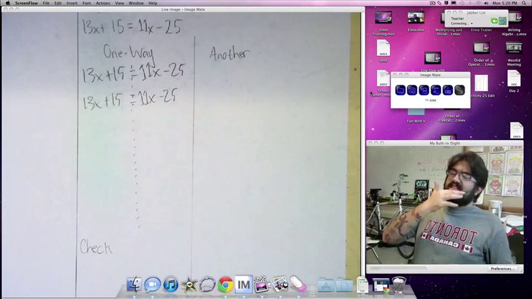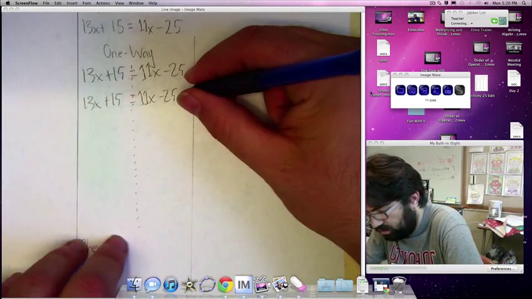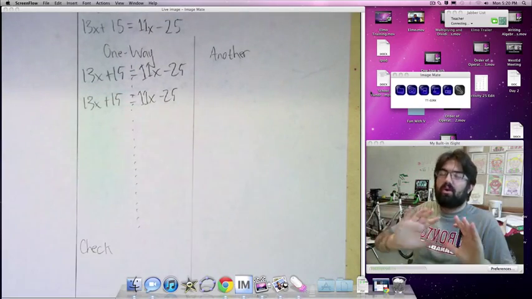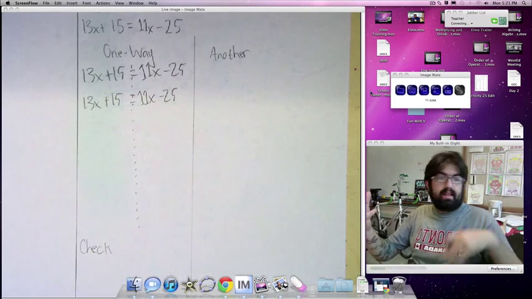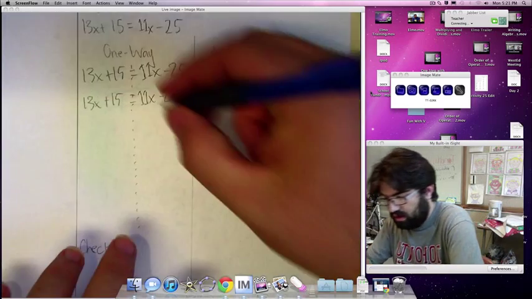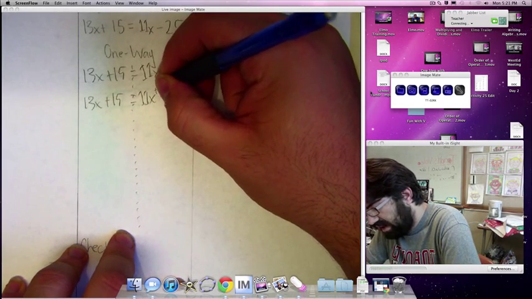Okay. See, the opposite of minus 25 is plus 25. So, oh, sorry, not doing that first. Let's always deal with x first. 13x is on one side, 11x is on the other. Let's go ahead and add negative 11x to both sides.